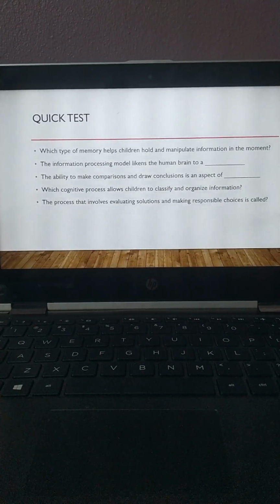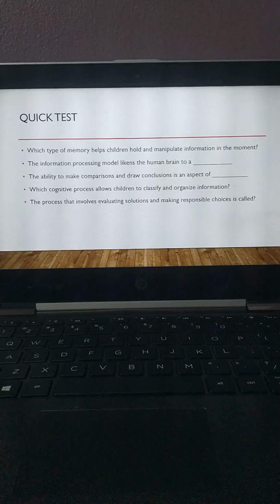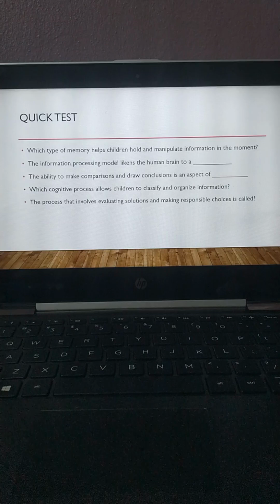Let's treat the test together. Which type of memory helps children hold and manipulate information in the moment? The answer to this is the short-term memory. The short-term memory helps children hold and manipulate information in the moment.